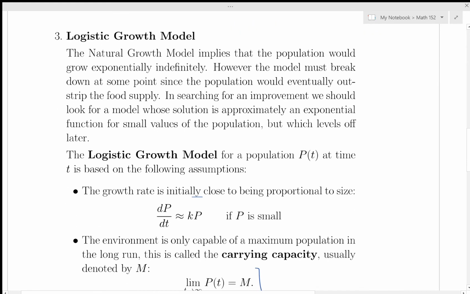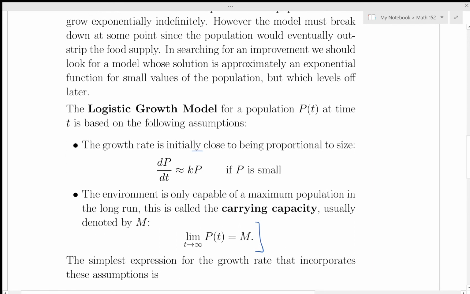Okay, next, we recognize that our model is predicting growth just to keep going, and that doesn't seem likely. It's not in fact possible. So somehow we have to adjust our model to say it might grow exponentially for a while, but at some point it's going to reach some sort of threshold because we'll be limited by food supply or space or some other consideration. So we increase the sophistication of the model a little bit, and the next model we're going to look at is the logistic growth model. And it's based on the following assumptions.